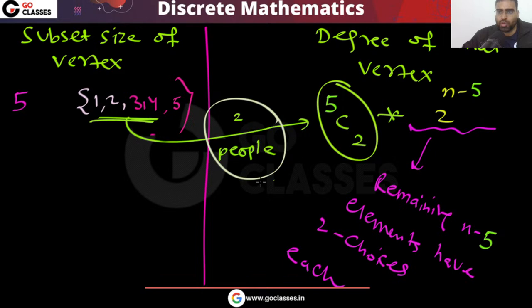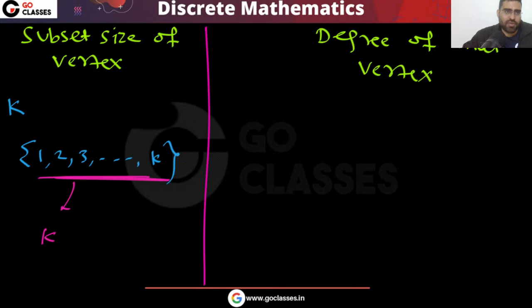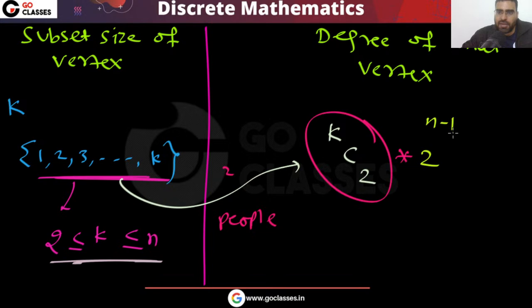So now can you generalize? If you have a k size subset, where k must be less than or equal to n and greater than or equal to 2, then from these k you will take two people, multiplied by the remaining n minus k people, who have two choices each. This is the degree. This is your generalization.